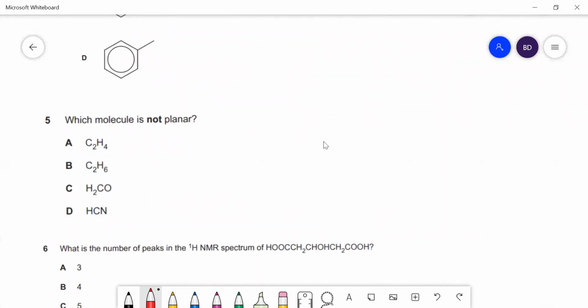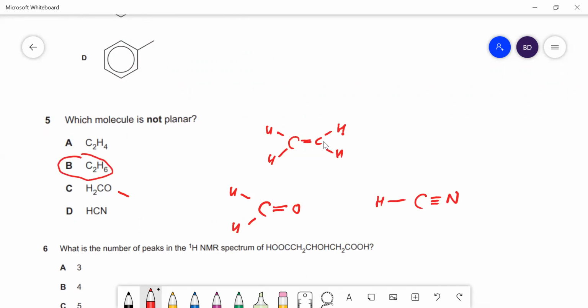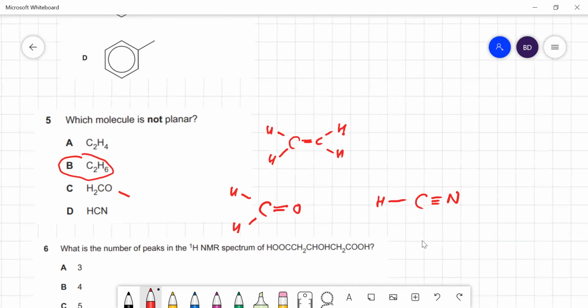Okay, which molecule is not planar? Right, so ethene is trigonal planar because you've got 3 groups around the carbon, no lone pairs. This one is, again, 3 groups, no lone pairs. D is actually linear, but that all fits on the same plane, so it's planar. And of course, this one, you've got tetrahedral carbons in there, carbons bonded to 4 different things, and so that is not going to be planar. Bond angle is 109.5.